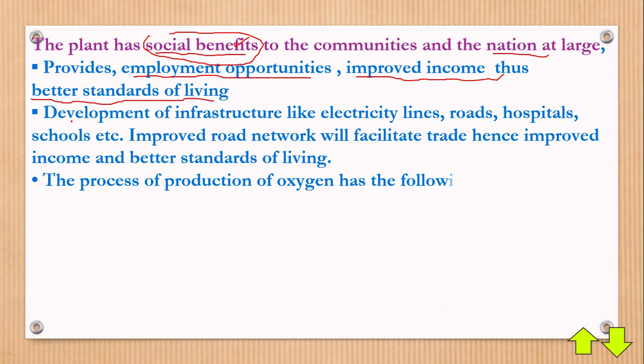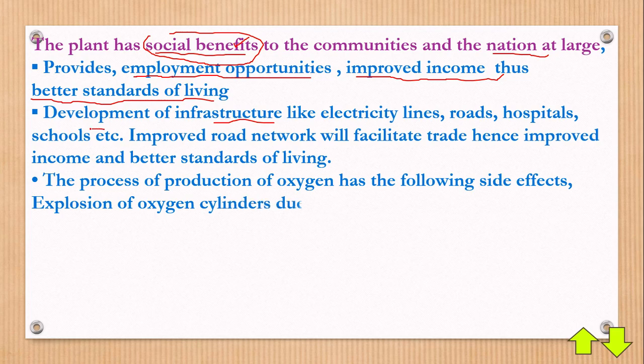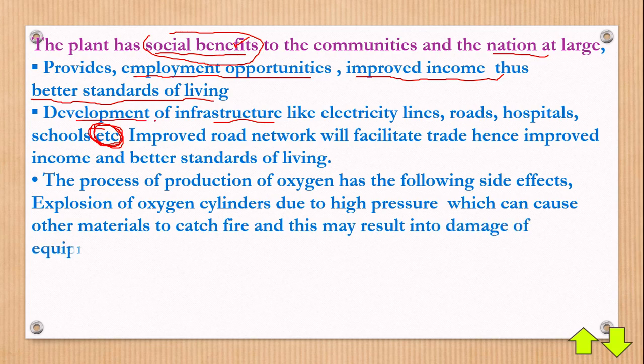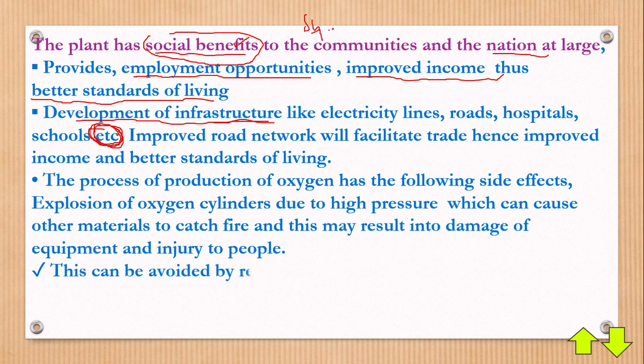Development of infrastructure like roads, electricity lines, hospitals, schools, etc. But in the exams, you're not allowed to use etc. You can just say and so on. Improved road network, which will facilitate trade, hence improved income and better standards of living. This has been the point. For a social benefit, you must give us an example, and also an explanation.